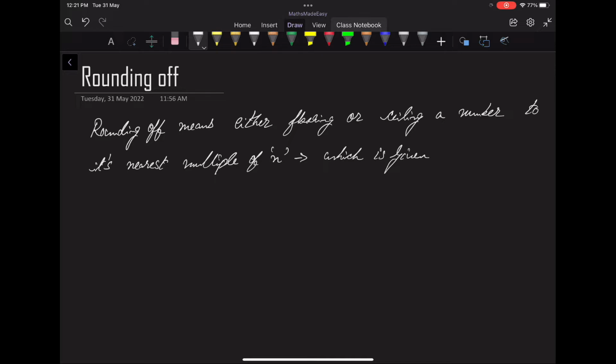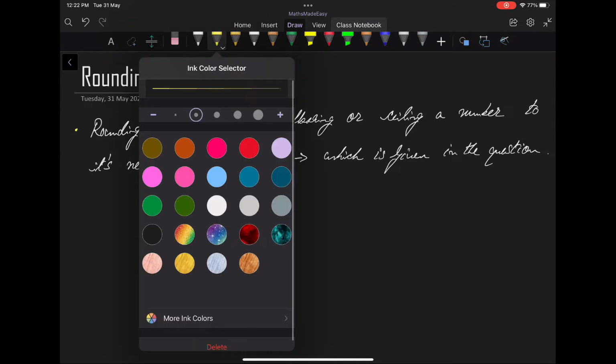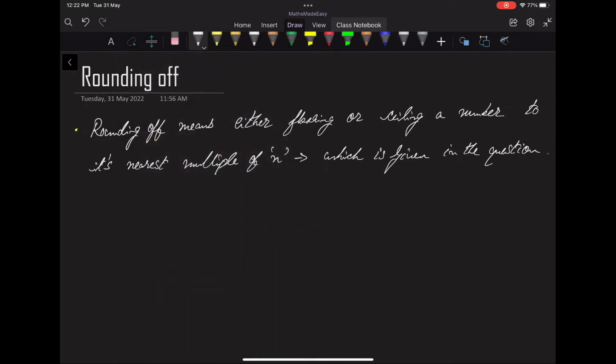Like say if I'm telling you nearest 10, then n is 10, given in the question. If I'm telling you to round off to the nearest 100, then n is 100. So you have to round it off to the nearest multiple of 100, whatever the question is, and in whatever way we are approaching the question. So this is the basic definition of rounding off. If you don't know it already, then this is what it is.